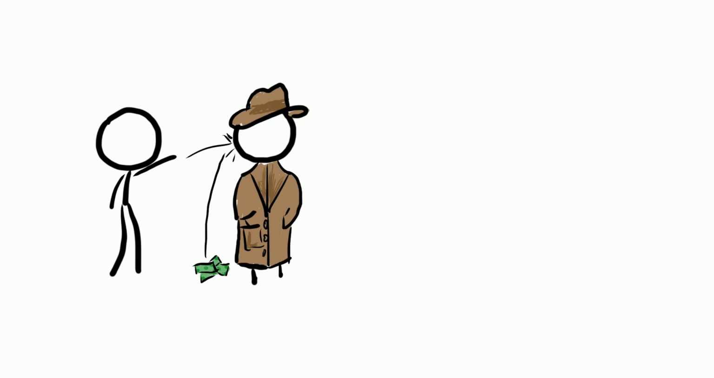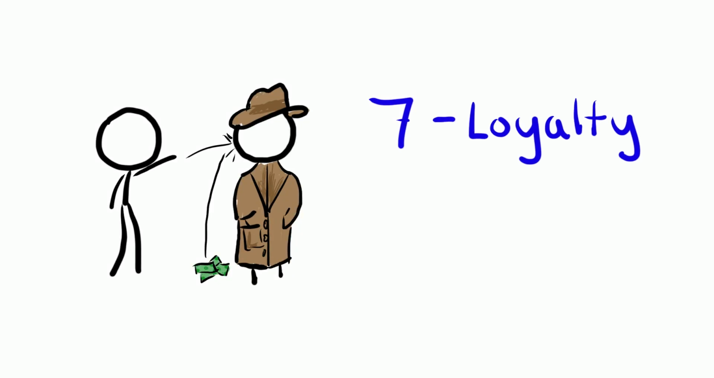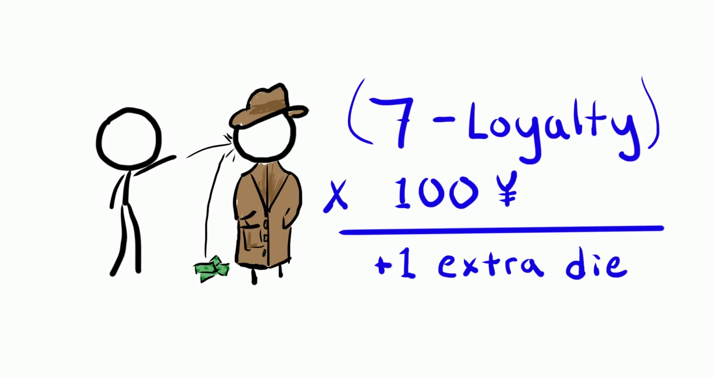This is one of the rare cases where you can literally buy extra dice for the test. Those don't come cheap, though. Subtract the contact's loyalty rating from 7 and multiply that by 100 Nuyen. That's how much each extra die is going to cost you.